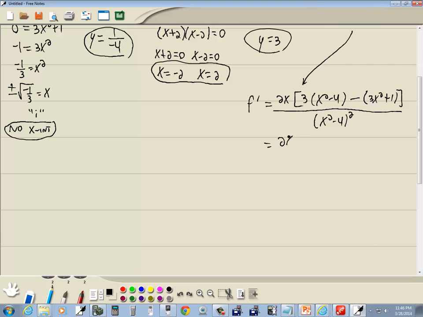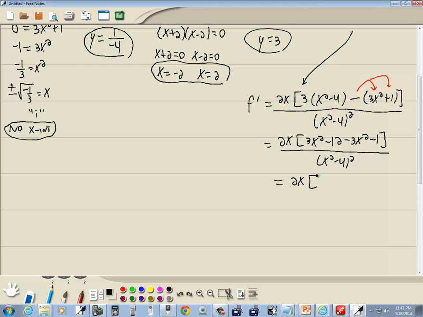Which gives us 2x times, I'm going to multiply the 3 through by distributive property. 3 times x squared is 3x squared. 3 times negative 4 is negative 12. Remember, if you have a negative in front of your parentheses, that's going to flip the sign of everything inside. So the 3x squared becomes a negative 3x squared, the 1 becomes a negative 1, all over (x squared minus 4) squared.